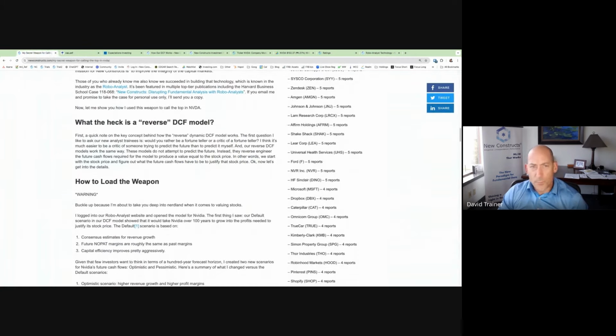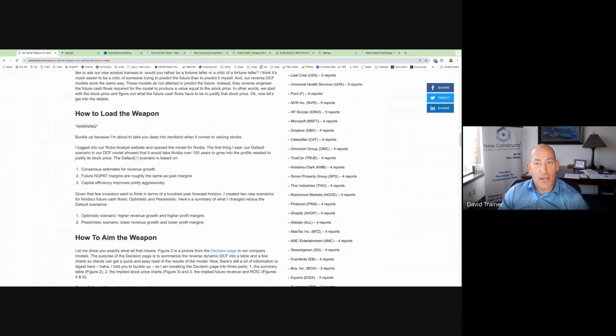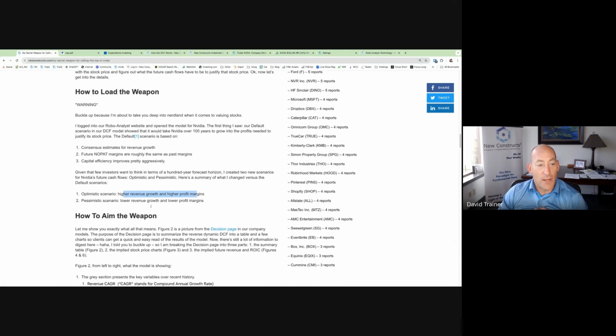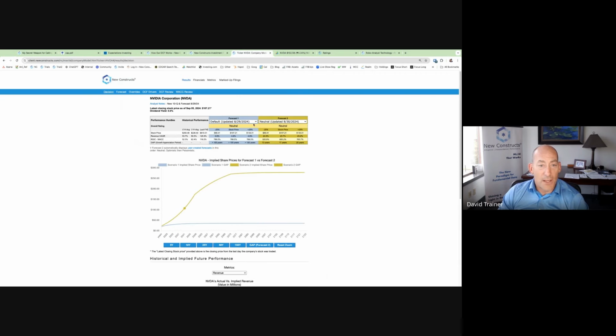So let's put this into practice. I actually have a reverse discounted cash flow model that I'm going to show you today for NVIDIA. And in that model, I created two scenarios. One that has really high revenue growth and high profit margins, and one that has high, but not as high revenue growth and profit margins. Here's what you get when you put that into our model.